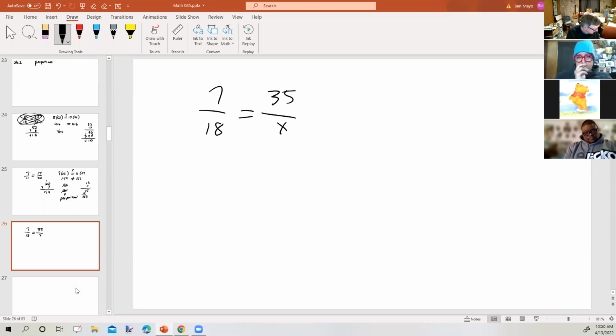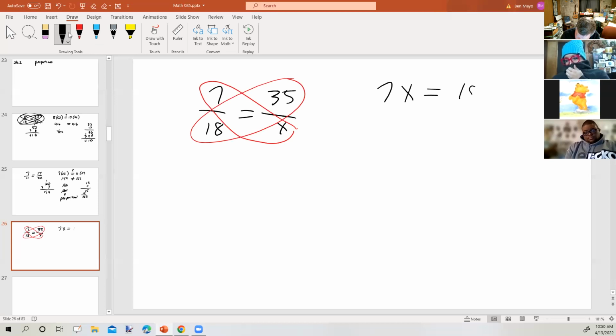We have a proportion, but one of the numbers is unknown. So we're going to use the variable x to represent that unknown. In other words, 7 is to 18 as 35 is to x. Now, we want to solve this proportion for the unknown variable x. So the first thing we're going to do is set the cross products equal. So 7 times x equals 18 times 35.